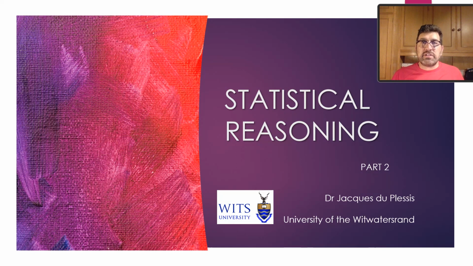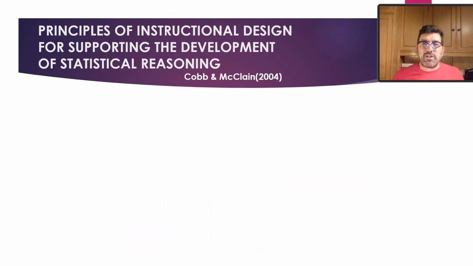In this session, as promised, we're going to look at the work of Cobb and McLean. Let's not wait, let's start straight with Cobb and McLean's work. It's a paper published in 2004 and it's based on research that's done at an elementary school. Not in high school, elementary and middle school level. So the principles of instructional design for supporting the development of statistical reasoning is what this paper is all about. These principles that support statistical reasoning, design principles, obviously.